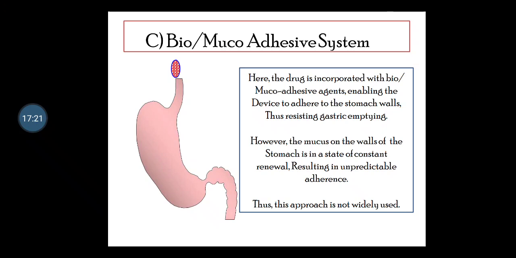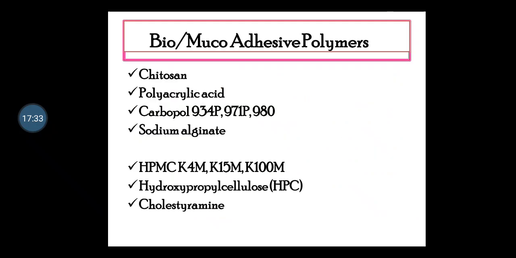especially in the case of drugs acting locally. The concept is based on the self-protecting mechanism of the GI tract, and various mucoadhesive polymers with molecular flexibility, hydrophilic functional groups, specific molecular weight, chain length and conformation are used for drug delivery purposes. I have cited some examples of mucoadhesive polymers: chitosan, polyacrylic acid, Carbopol 934P, 971P, then 980. These are the different grades of Carbopol which are available.